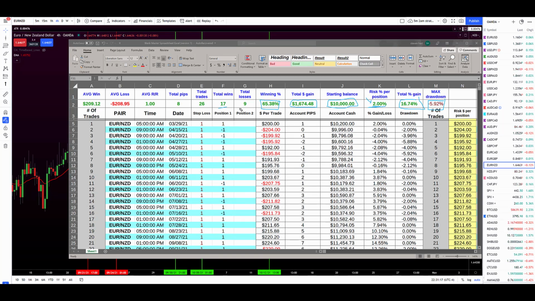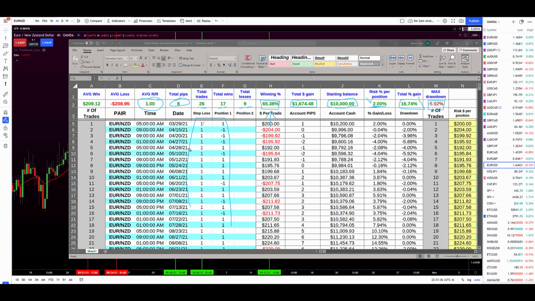We got 17 wins and 9 losses, which is how we came up with this 65% win rate. We had 26 total trades. 8 pips just says 8 pips because we're doing ones in all these columns. The pip count is going to be way different if you're using the actual stop loss here and target here. And we had an average of a 1-to-1 reward to risk ratio.